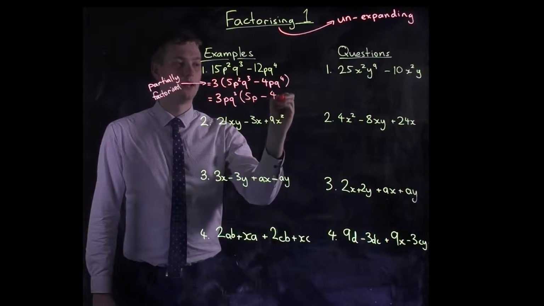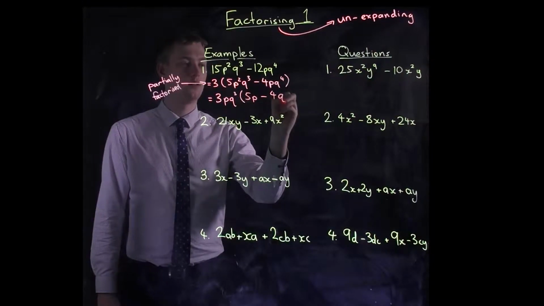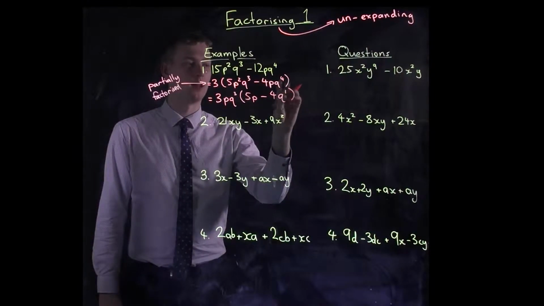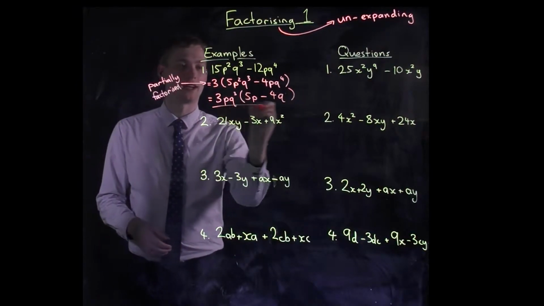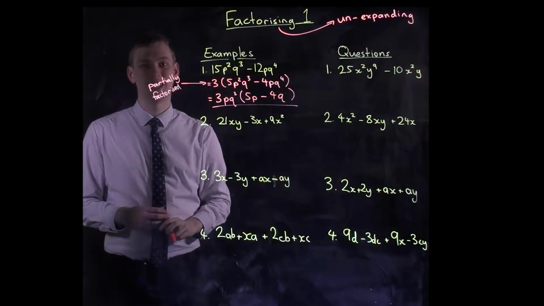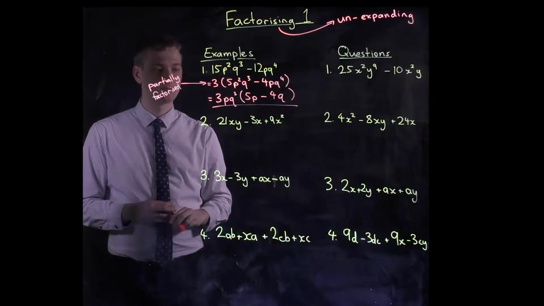Now we have 4, we've lost our p, and our q to the power of 4 becomes q to the power of 1, which we can just write as q. So this is our fully factorized answer. So here we had a partially factorized and now it's a completely factorized solution.